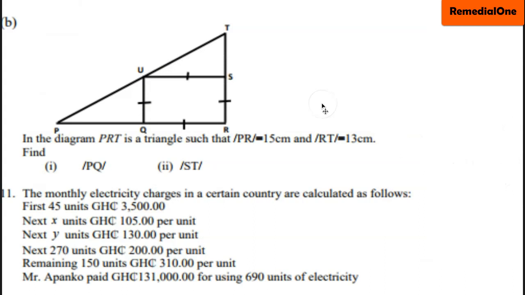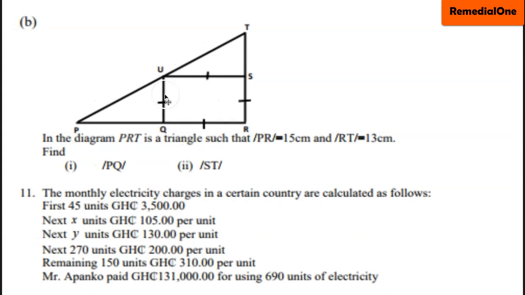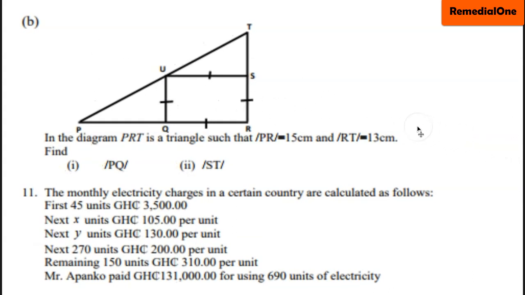The B part, there is a diagram on the screen. Yes, this is the diagram. In the diagram, PRT is a triangle such that PR is equal to 15 centimeters, and the line RT is equal to 13 centimeters. Find PQ.